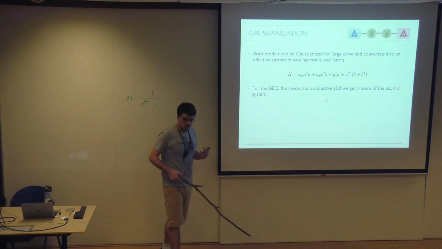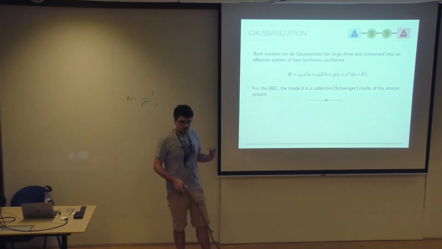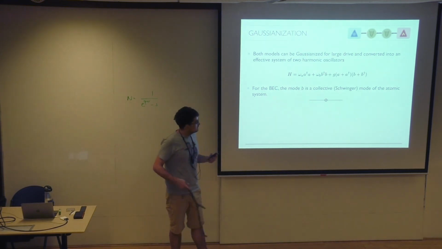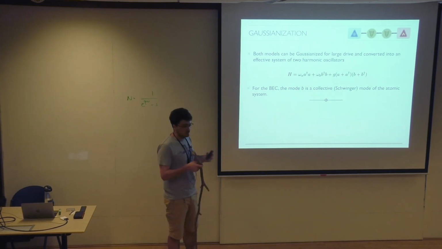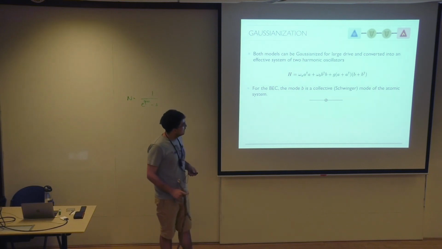For the case of the mechanical oscillator, the mode B is a bit more intuitive. It's just the fluctuations of the mechanical vibration. For the BEC, the mode B is a bit more intricate. It's related to collective excitations of the BEC. So the meaning of B here is not so straightforward.